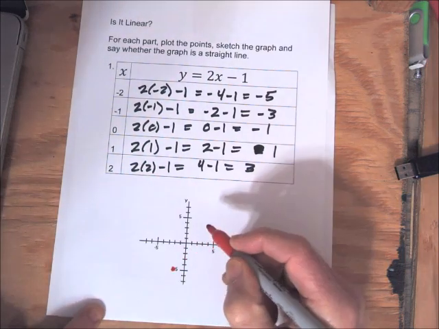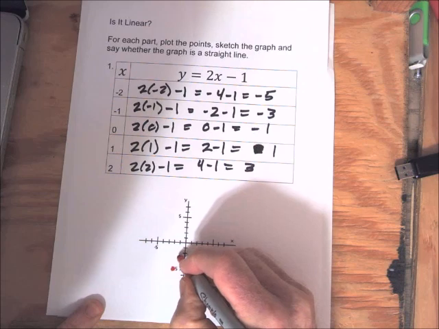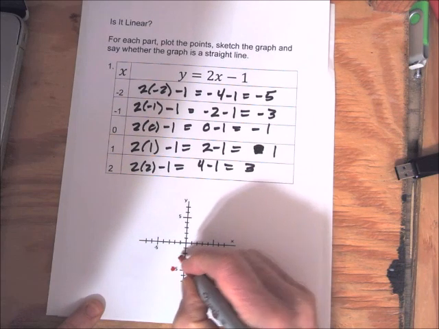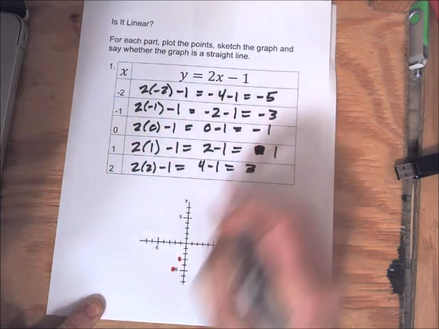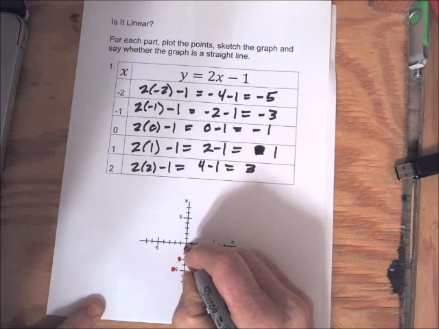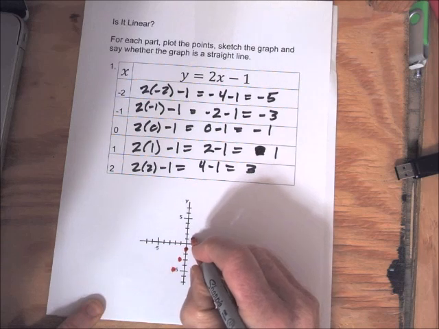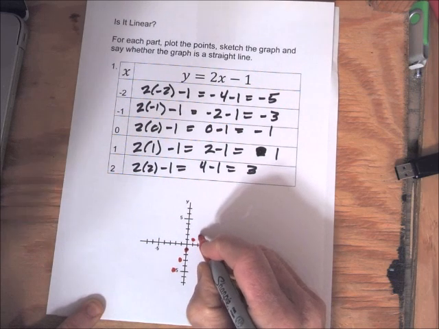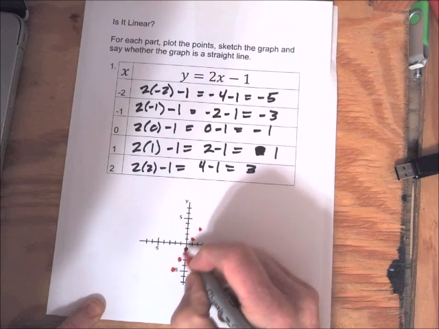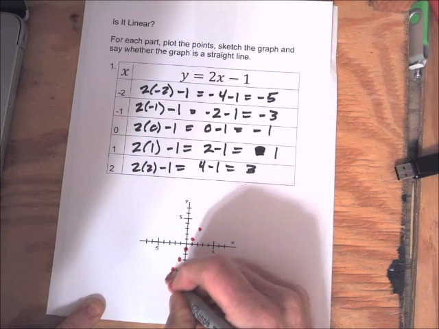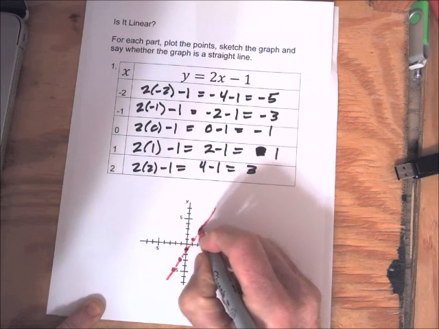The next point will be 1 to the left, down 3. Put a little dot there. And then we have 0 left or right, down 1. And 1 to the right, up 1. And 2 to the right, up 3. And these look like they're all pretty much on the same straight line. If we connect the dots, we'll get the rest of the points on the graph.